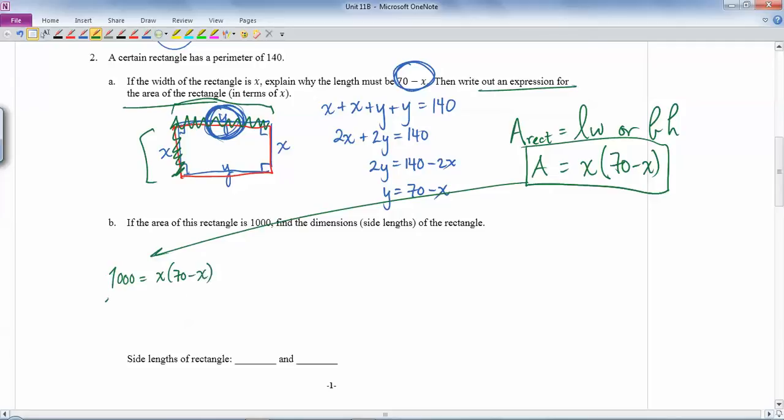Well, I can multiply out the x term, distribute it, and get 70x minus x squared. Let's bring all the terms over to the left side. So we get positive x squared minus 70x plus 1,000 equals 0. Then at this point, we've got a is 1, b is negative 70, and c is 1,000. And we can plug this into the quadratic formula.